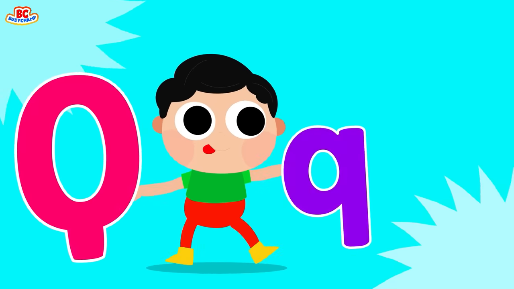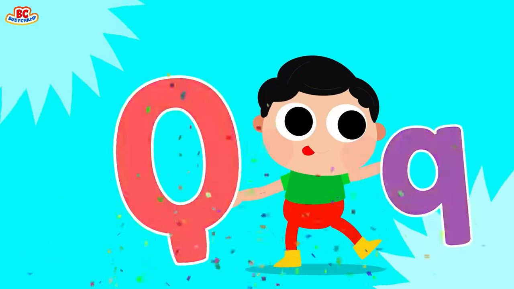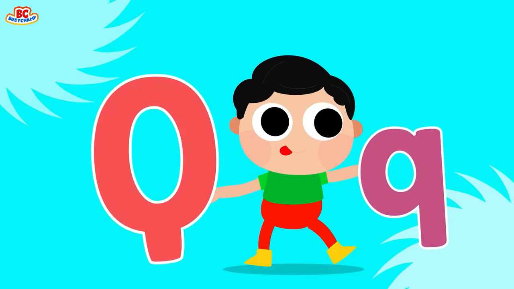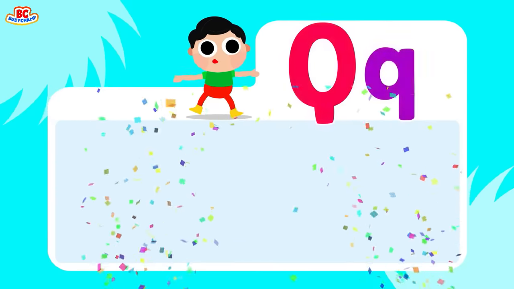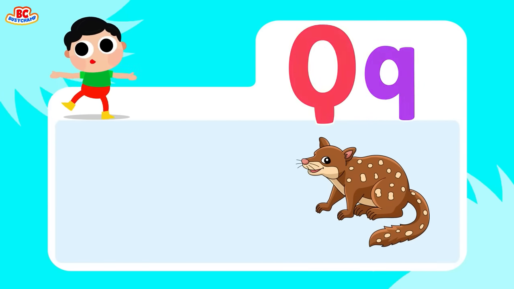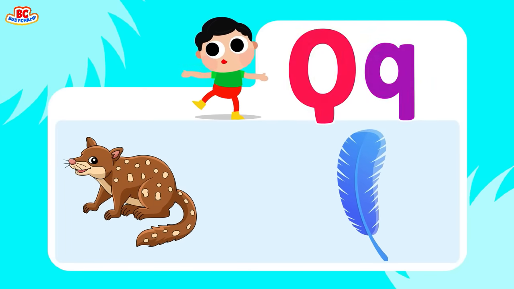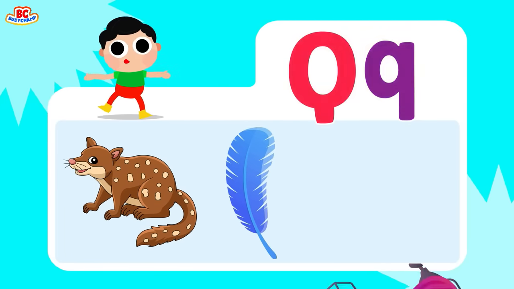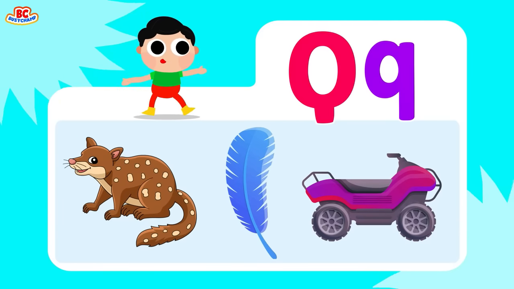Which alphabet can you see in my hands? I have the letter Q in my right hand and it sounds Q in my left hand. And there are so many words that begin with letter Q. Q called quail. Quail. Q called quill. Quill. Q called quad bike. Quad bike.